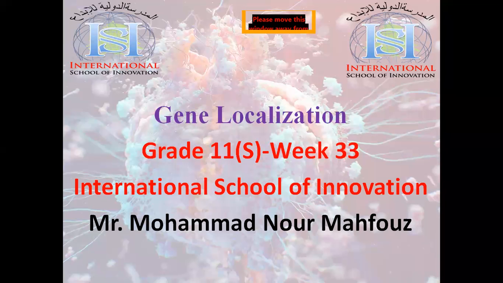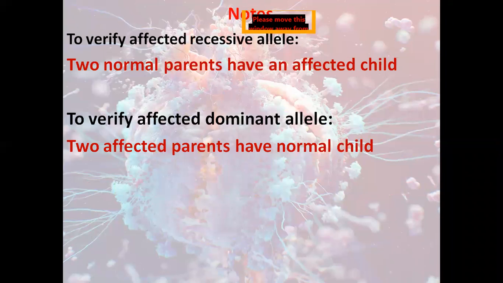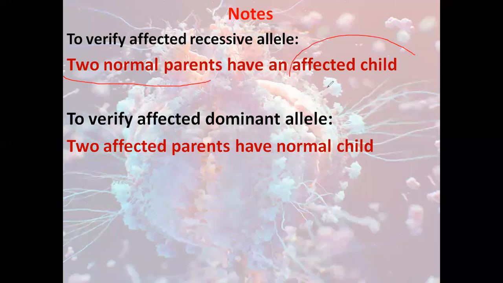In this session, we're going to review together the note that we have started before about gene localization. We said that we have to verify the affected recessive allele. And pay attention to this. To verify an affected recessive allele, we have to look at two normal parents. They have an affected child, whether a daughter or a son. By this way, we can prove that the allele is recessive.